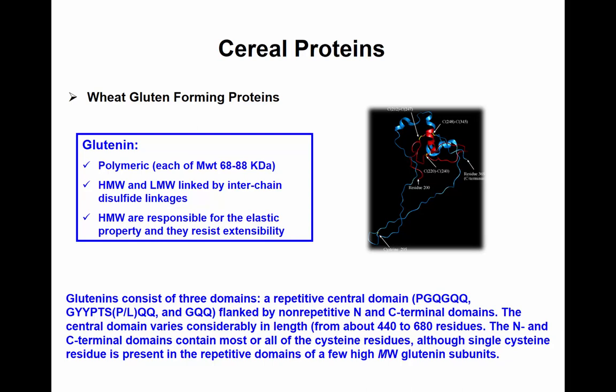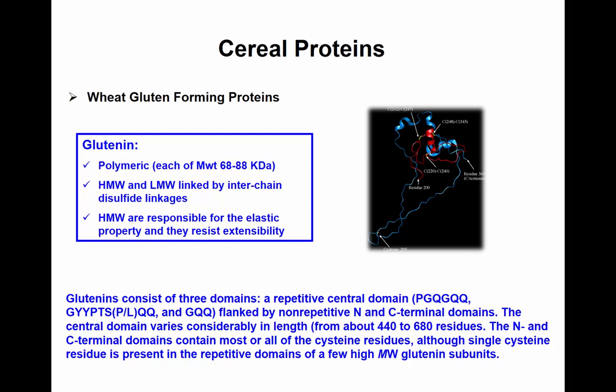So the glutenins: you have two classes of glutenins. They are polymeric proteins, so they form disulfide linkages across different molecules, intermolecular, so they form a polymer. Each monomer is 68 to 88 kilodalton, but once they form a polymer, they're very, very large. If you want to run them on SDS-PAGE, you really have to use a reducing agent, otherwise they're not going to go through. They're really large proteins.